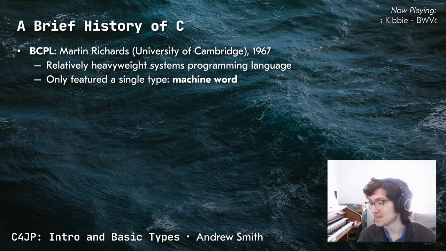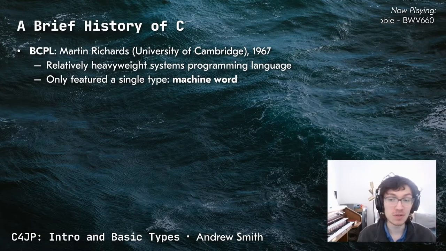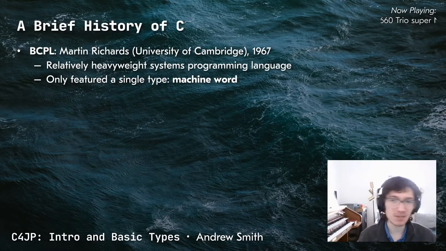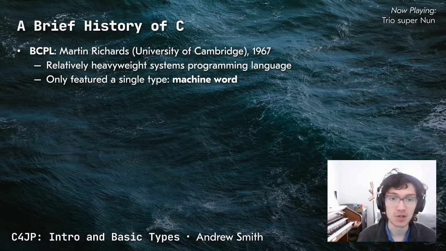A notable feature of BCPL is that it only featured one type, which was the machine word. A machine word is typically defined as the size of a register on your machine.